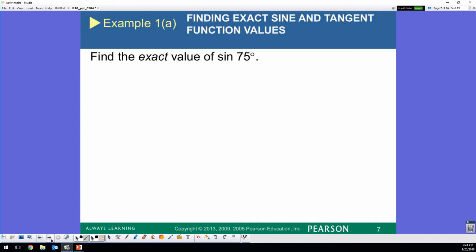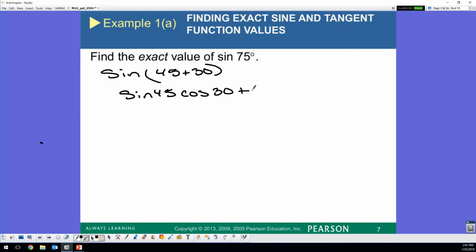So sine of 75. Now, for this, it's going to be sine of what two numbers? 45, 30. Right? So for this case, it's going to be sine of 45 cosine of 30 plus cosine of 45 times sine of 30. Very good. So now that I have that, where did I get all those things from?